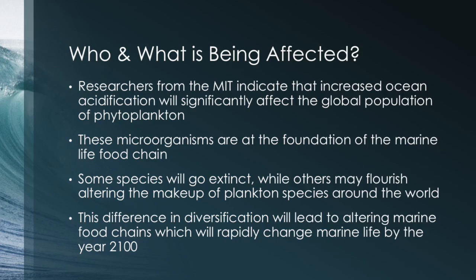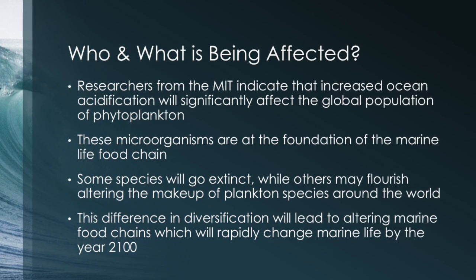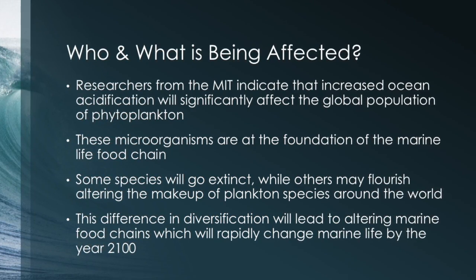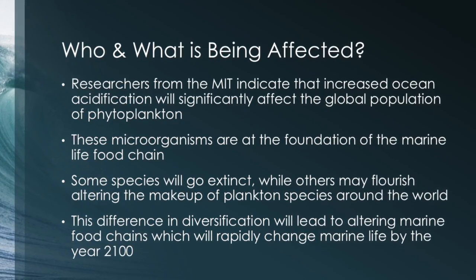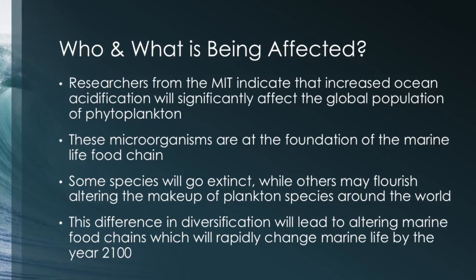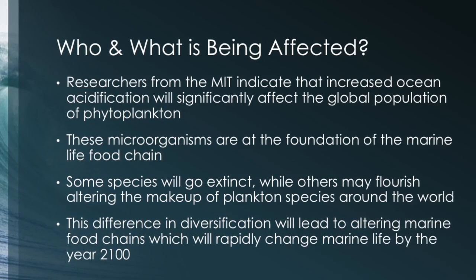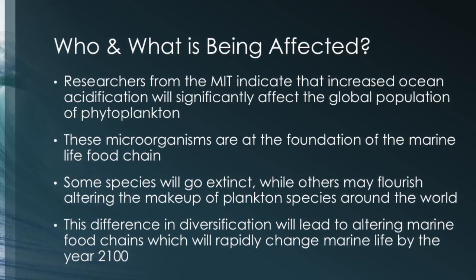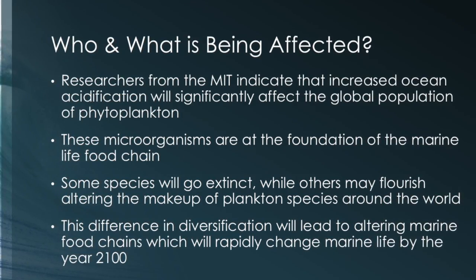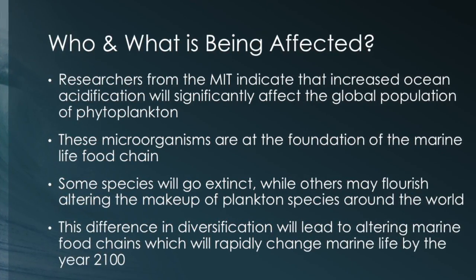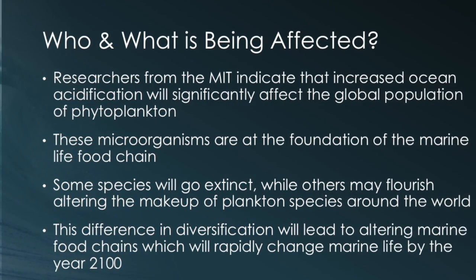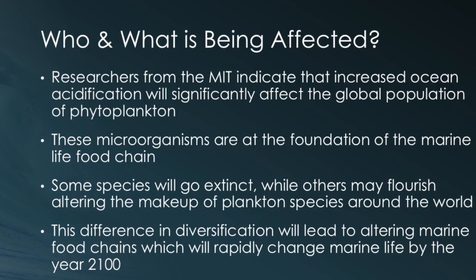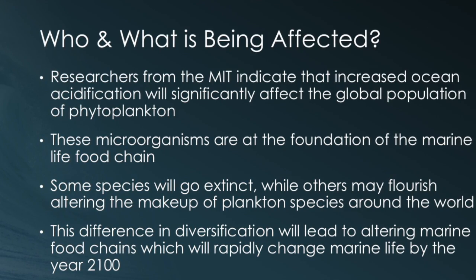So who and what is being affected by ocean acidification? Researchers from MIT indicate that increased ocean acidification will significantly affect the global population of phytoplankton. These microorganisms are at the foundation of marine life food systems and food chains. Some species will go extinct while others may flourish, altering the makeup of plankton species around the world. This difference in diversification will lead to altering marine food chains, which will rapidly change marine life by the year 2100.